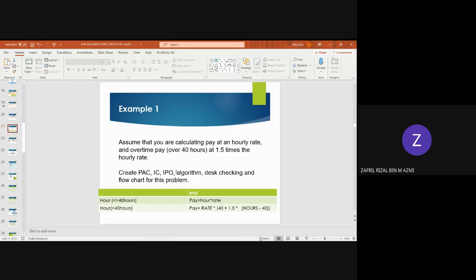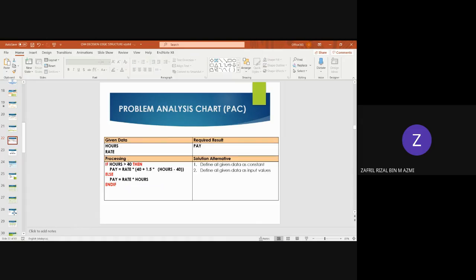In this case, since the rate is not defined, it is not mentioned in the question what the hourly rate for the payment is, you need to ask the user to enter the rate as well. Otherwise, if you don't have the rate value, how can you calculate the total pay to the user? That's why there are 2 inputs, hours and rate.